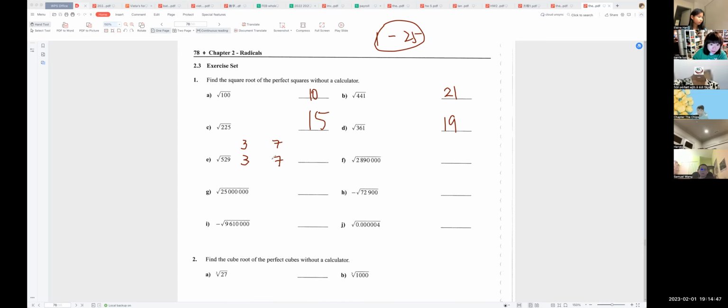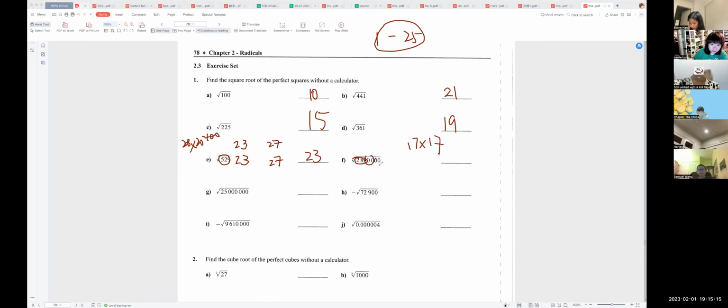Okay, so let's take a look at this one. Because it is 529, you know 20 times 20 equals 400. So this one must be 20 something. So you can just try 23 or 27 and you're going to know that 529 equals what? 23. Very good, 23 squared. Okay, now 289, so 289 equals 17 times 17.